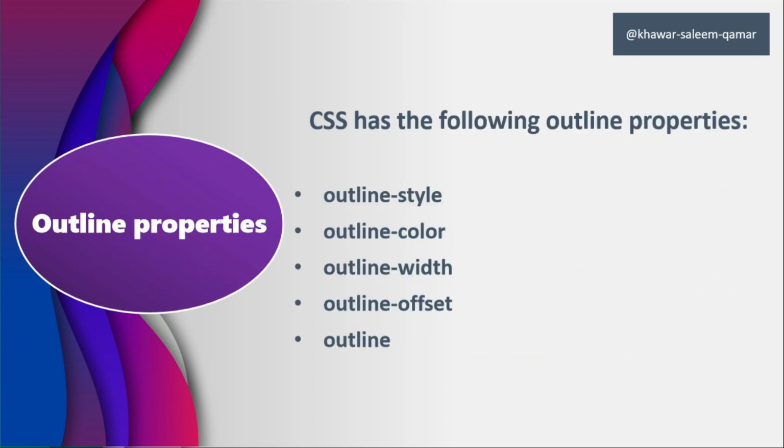These are the main properties in CSS which are used to define our outline. We actually read about all these properties for our border as well, but a new property here is the outline offset, which we are going to learn in a bit.